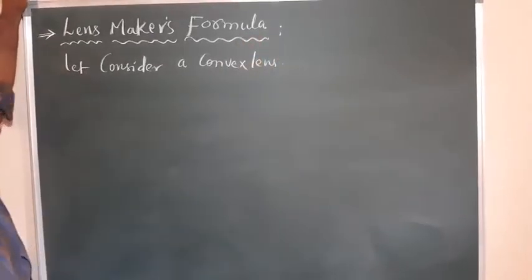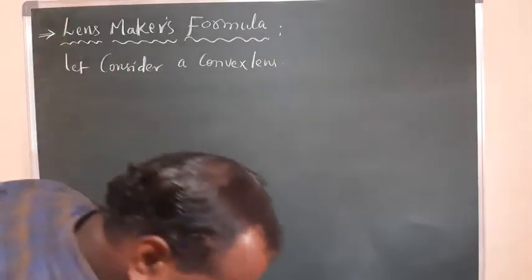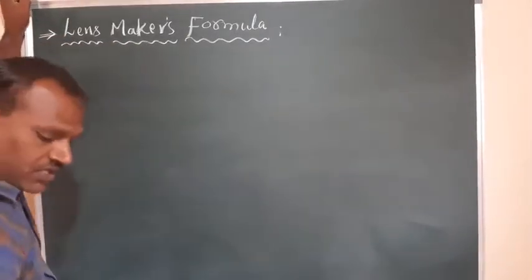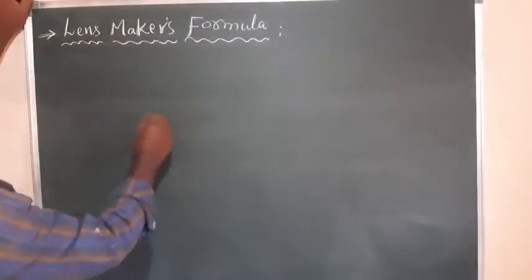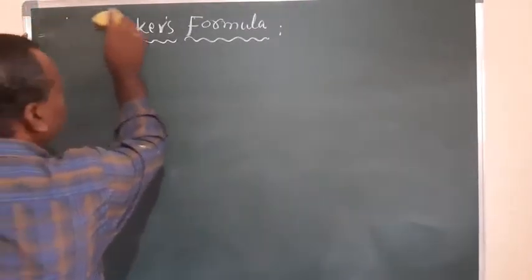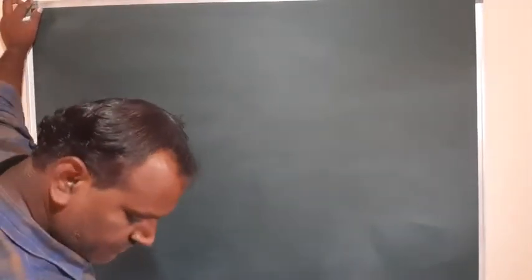Before this formula, I'll give you the types of lenses, already given, convex and concave. Further, these are divided. I'll give you the lens maker's formula after this classification of lenses. So now I'll move on to the further classification of these individual lenses, one by one.